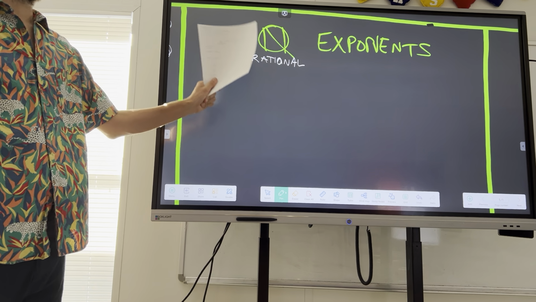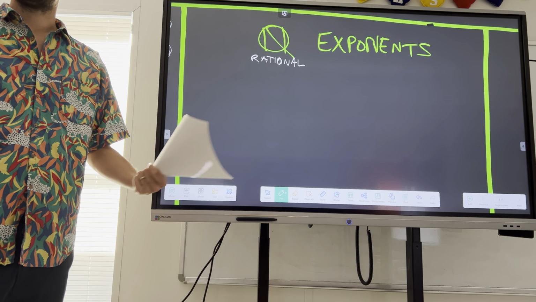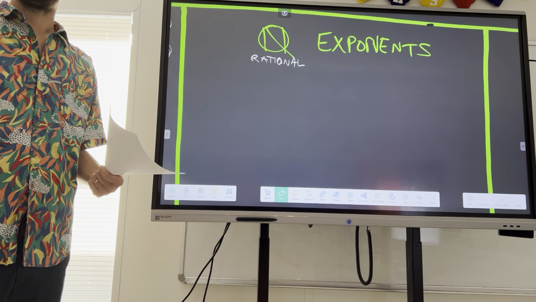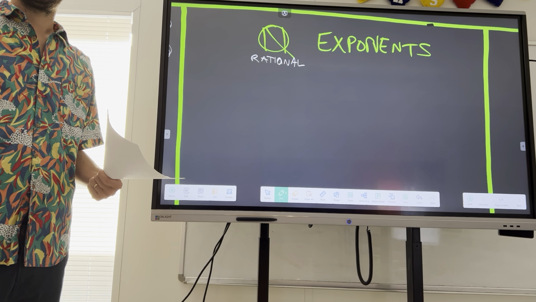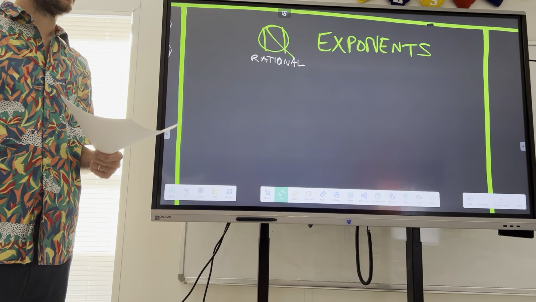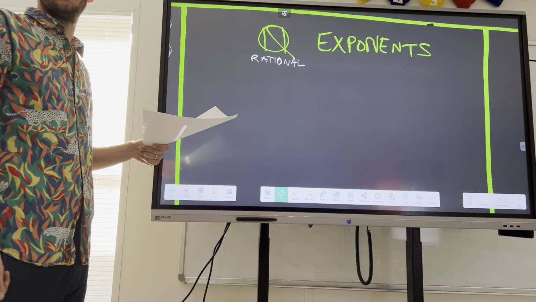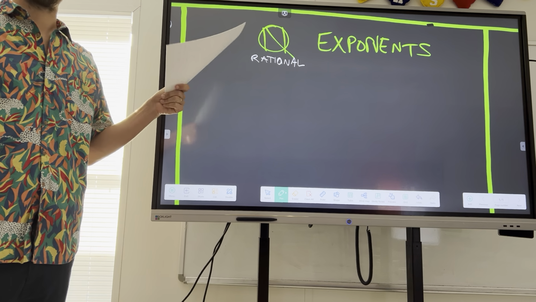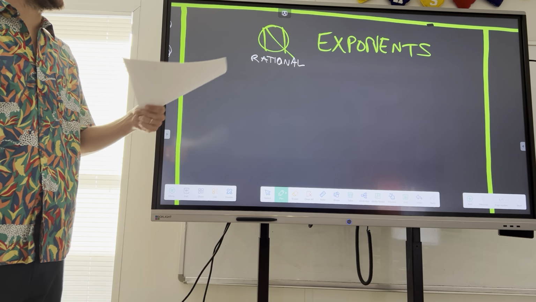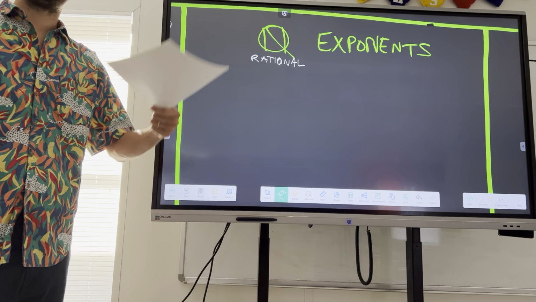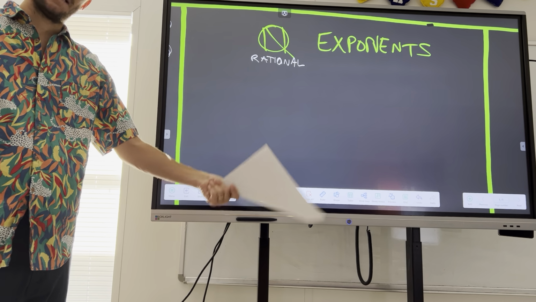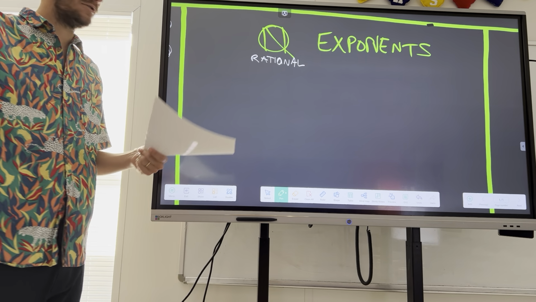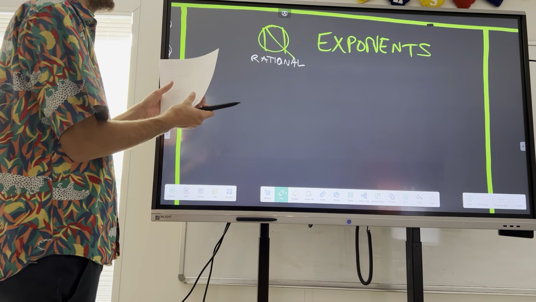Do you guys know what rational numbers include? Terminating numbers. Numbers that terminate, like terminating decimals. Or they repeat in a pattern. Basically, numbers you should be able to put into a fraction. So this includes regular numbers, it includes 0, negative numbers, and fraction numbers, which are numbers that terminate or numbers that repeat.